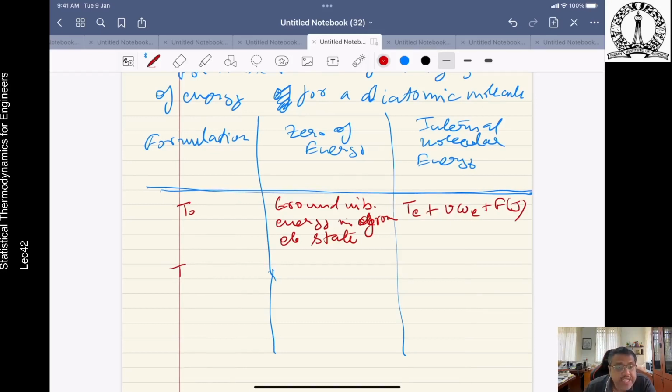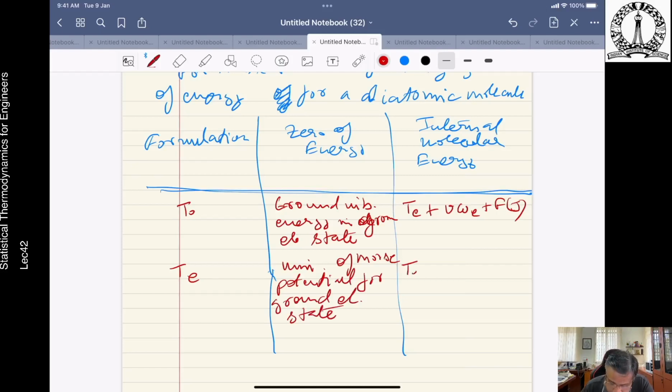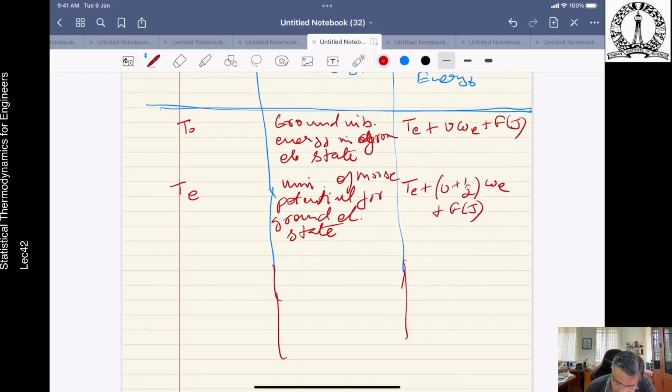Then if it is Te, this is the minimum of the Morse potential for the ground electronic state. So the total energy will now be Te plus half omega E plus F J. And then there are two more, which are kind of new. One is D naught, which is the ground electronic state of dissociated atoms.